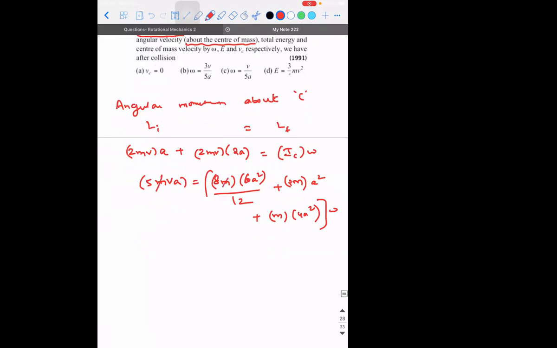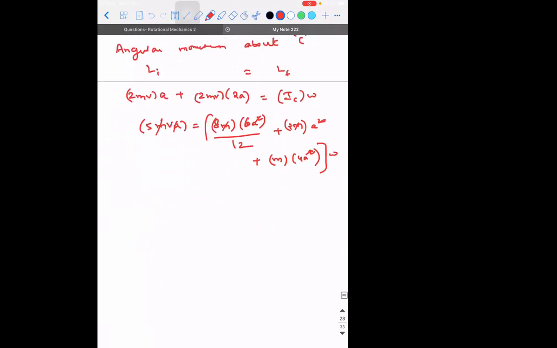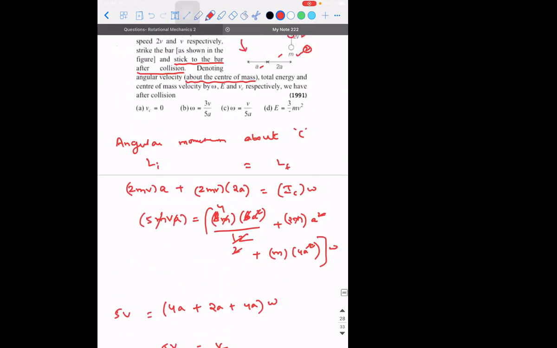If you calculate this, you will get the answer. So m is obviously going to get cancelled, and one a is gone. So 5v is equal to, this will go 2 times, this will go 4 times: 4a plus 2a plus 4a into omega. So what will be the value of omega? 5v divided by, v divided by 2a. Is there an option like this?